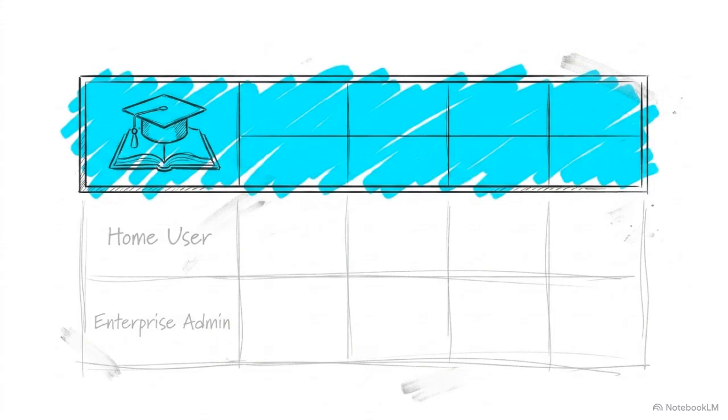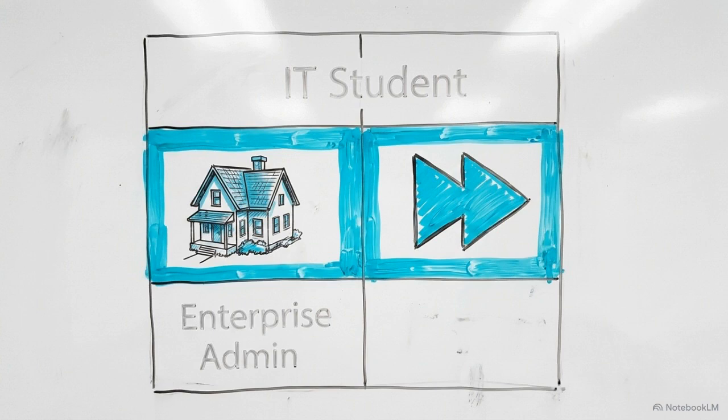For IT students, mastering IPv6 structures and hexadecimal subnetting is no longer optional. This is the industry standard for modern networking certifications. If you are a home user, keep IPv6 and dual stack enabled on your router. This future-proofs your home network and removes the limitations of NAT.